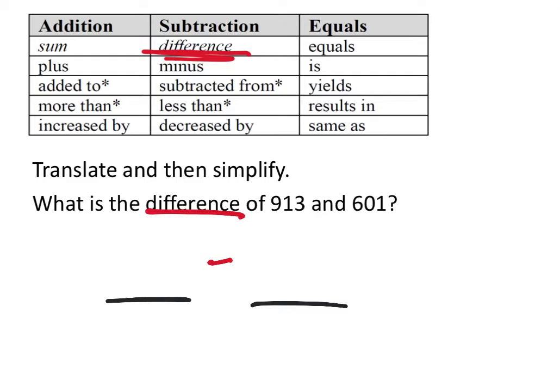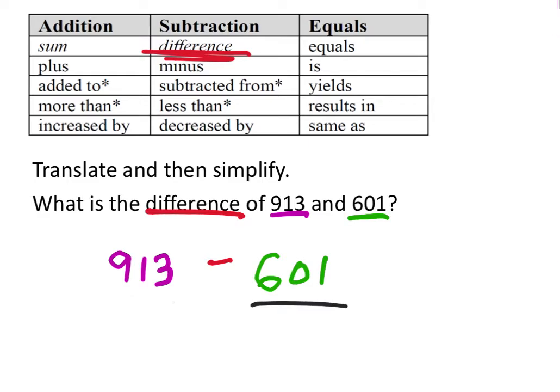Okay, and what are the two numbers that it gives us? Well, the first one was 913, so that should be the first number in this subtraction problem, 913. And then the second number, 601. So that's our second number because it was the second one listed. So I have the difference of 913 and 601. Just to clean this up, I can take away the blanks right here. And that would be the translation right there.